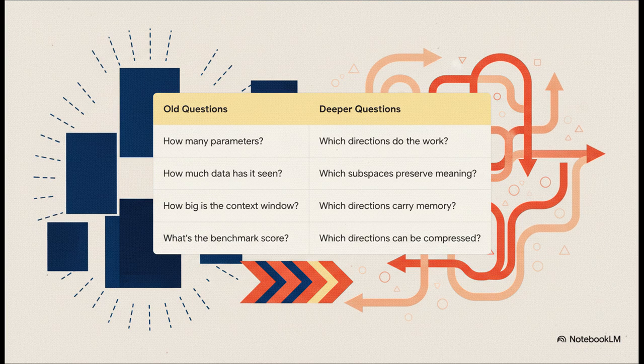We're shifting from these old questions about how much, how many parameters, how much data, to these much deeper questions of how. Which internal pathways are actually doing the heavy lifting? Which parts of the model hold on to meaning or memory? And maybe most importantly, which parts can we streamline? It's a fundamental change from just measuring mass to really understanding the mechanics inside.